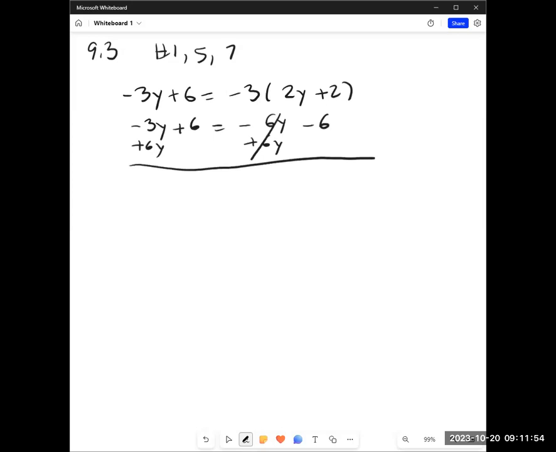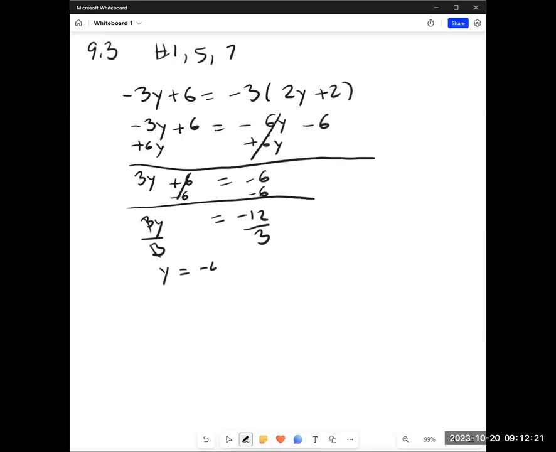Adding 6 to both sides this time gives me 3y plus 6 equals a negative 6. Now I'm going to move my constants to the other side using addition or subtraction to get them away from my variables. So by subtracting 6 from both sides, this time I get 3y is equal to a negative 12. We'll divide both sides by that numerical coefficient of 3 to get y all by itself, and I get that negative 12 divided by 3 is a negative 4.